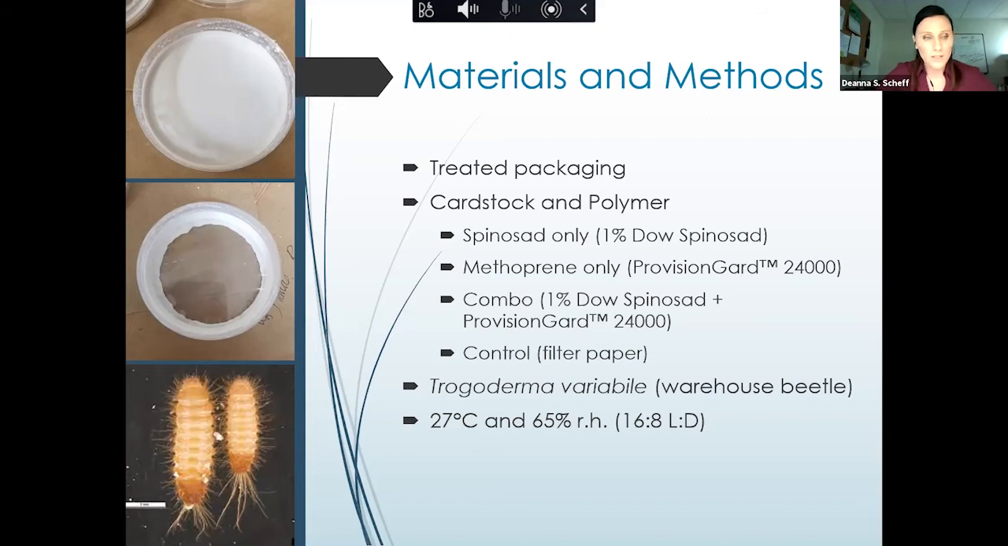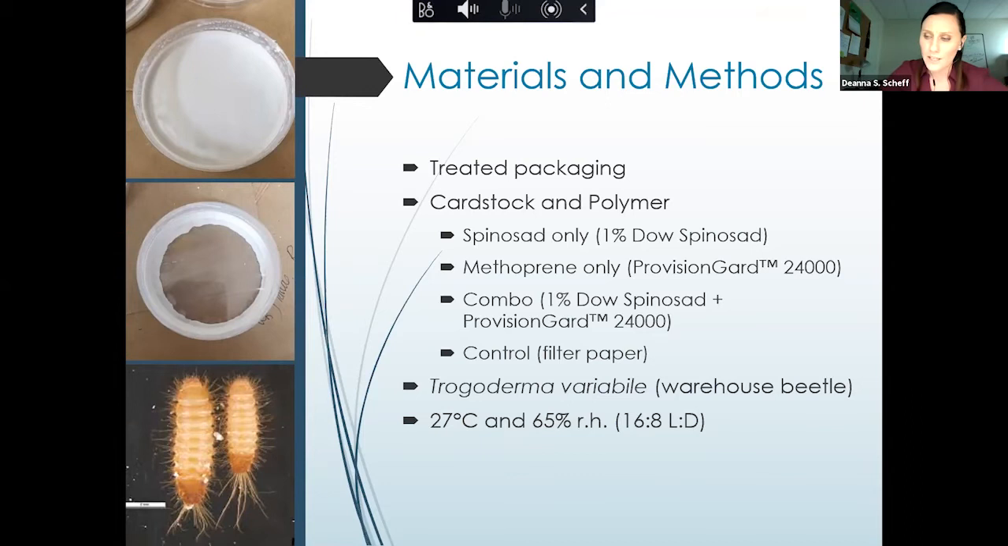We created arenas on the bottom of a petri dish with material that was spinosad only, methoprene only, or a combination of spinosad and methoprene as our test treatments. And then, of course, we used filter paper for our control material. We looked at both Trogoderma variabile adults and larvae. Adults we placed on our packaging material and then looked at adult mortality. For larvae, we placed them also on that treated packaging material and then held them for adult emergence for roughly 4 weeks to allow the larvae to make it to the adult stage.